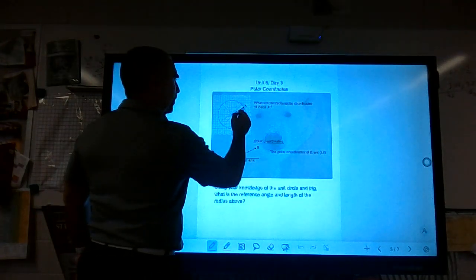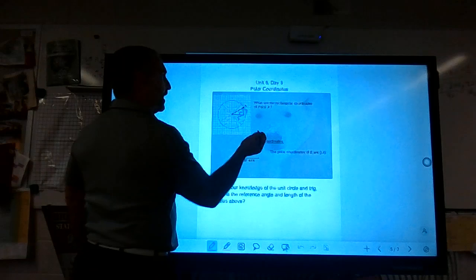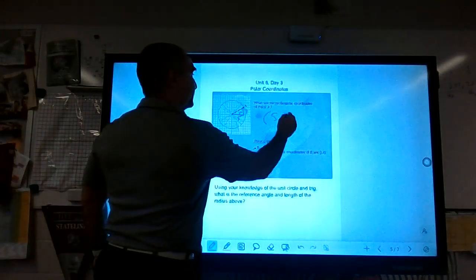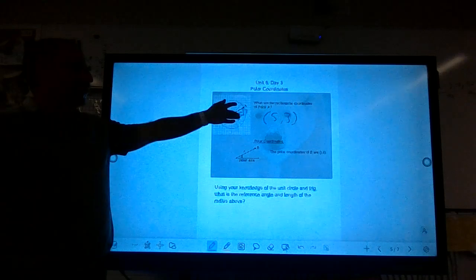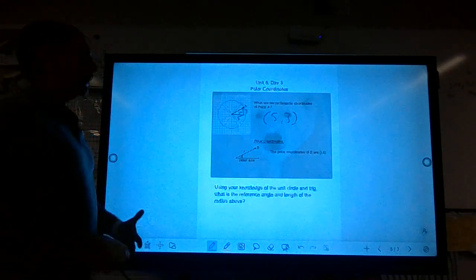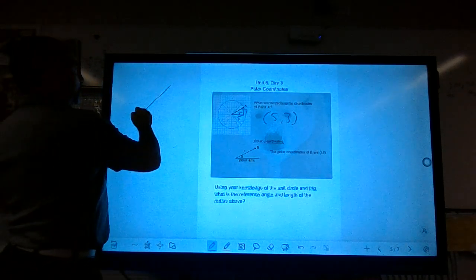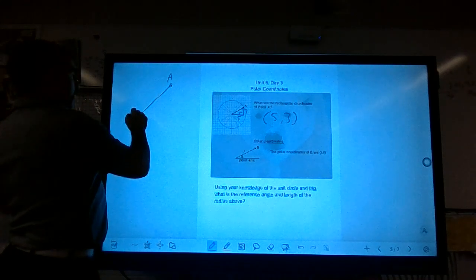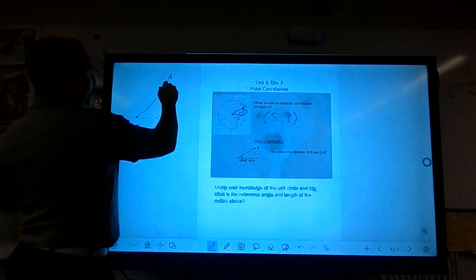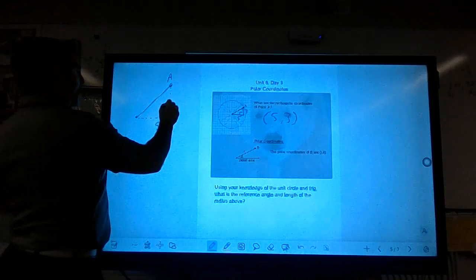Over 5 and up 3, and that creates a right triangle. So what are the rectangular coordinates? 5, 3. But now we're going to introduce another way of describing point A, or how to get to point A. Okay, so what do we have here? We have point A. We have a line coming out of the origin. We kind of make our little right triangle here. Over 5 and up 3.